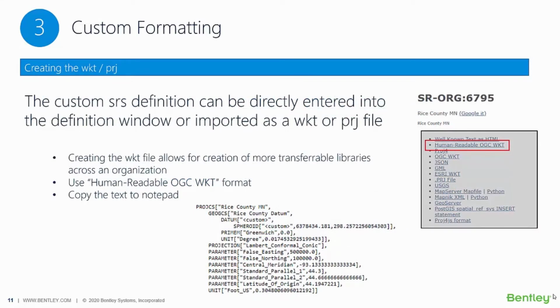The custom spatial reference system definition can be directly entered into the definition window in ContextCapture, or we can generate a WKT or PRJ file. We've already started that by generating the text file. Creating the WKT file allows for the creation of more transferable libraries across an organization. Using the WKT format from spatialreference.org, we've copied the text into Notepad.